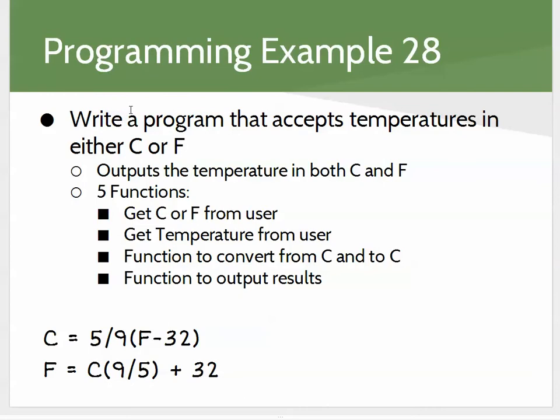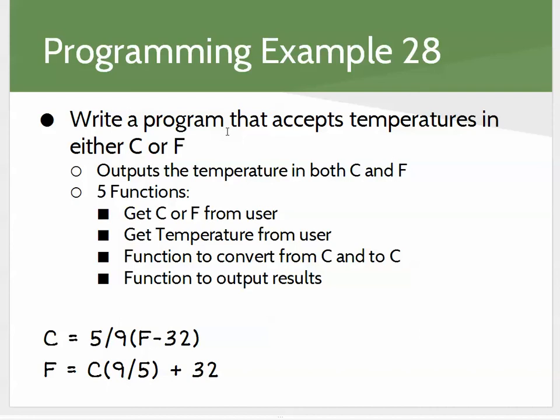So, program example 28. If we don't think about this 5 functions part, it's a pretty straightforward program. I want to ask the user for temperatures, and I want to give them the option to type in Celsius or Fahrenheit. Once they tell us what units they want to enter their temperature with, we'll read the value from the user, we'll convert either to or from Celsius, and we'll print out both values. So it's a temperature conversion problem. We did this very early on in the semester.